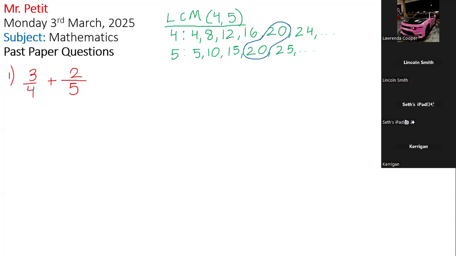So what times 4 is 20? 5, very good. Whatever we do to the bottom, we must do to the top. And what times 5 is 20? 4. Again, whatever we do to the bottom, we must do to the top. So we have 4 times 5, which is 20, and 3 times 5, which is 15. So we have 15 over 20 plus 8 over 20, since 2 times 4 is 8 and 5 times 4 is 20.